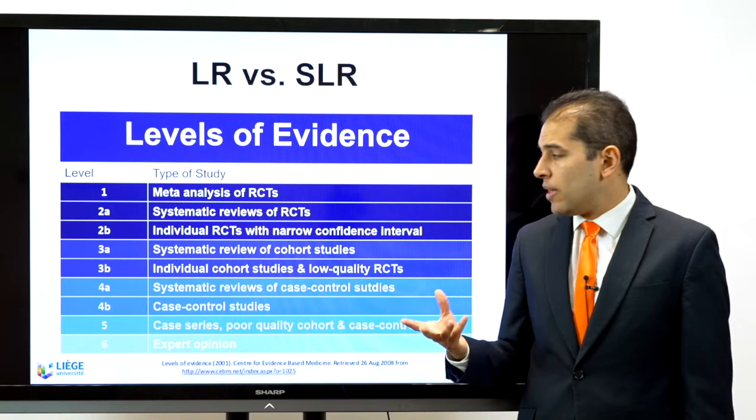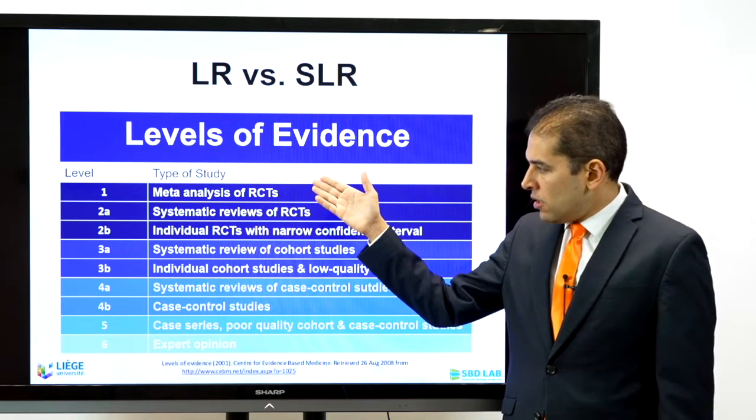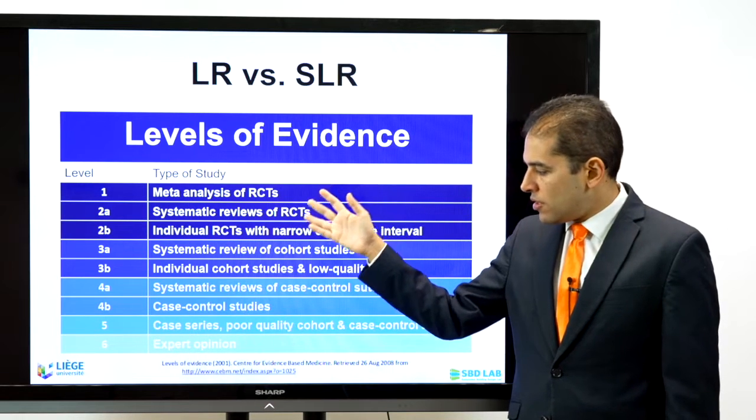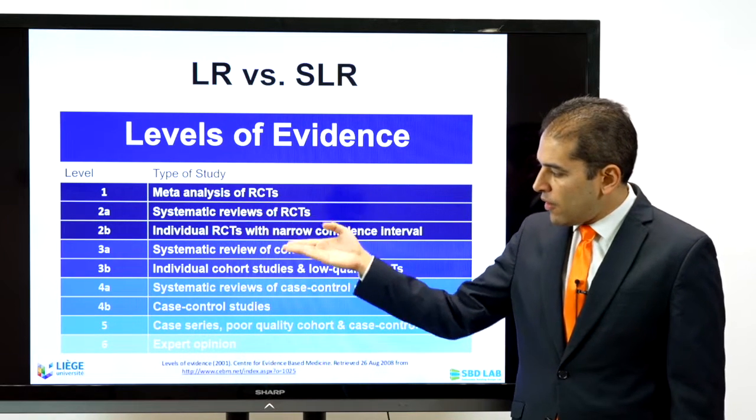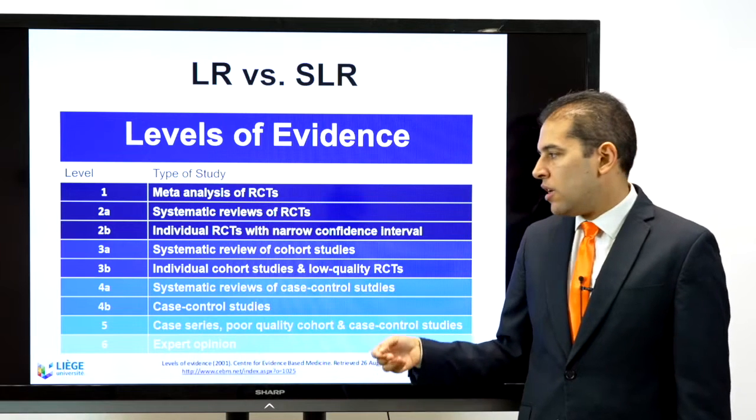So it needs here to be experimental. And between this meta-analysis of randomized controlled trials and the expert opinions, there are 5 or 6 levels of evidence-based quality.